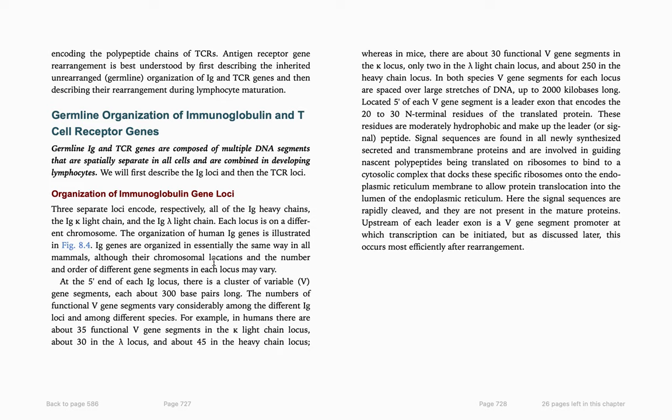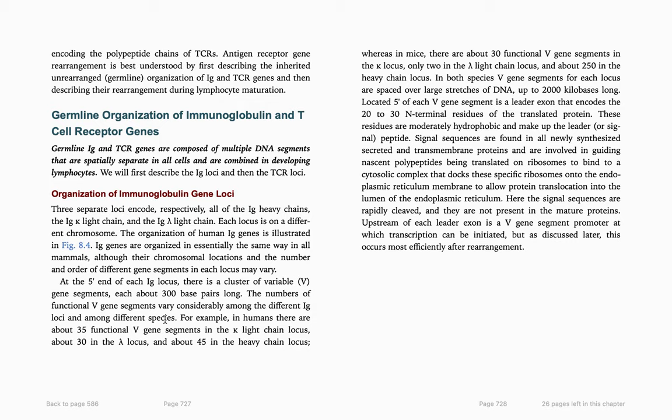The organization of human Ig genes is illustrated in figure 80.4. Ig genes are organized in essentially the same way in all mammals, although their chromosome location and the number and order of different gene segments in each locus may vary. At the 5' end of each Ig locus, there is a cluster of variable V gene segments, each about 3 bases pair long.